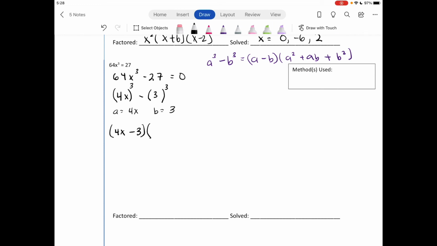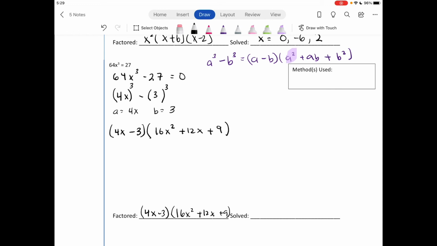Then notice how here it is a squared. Well, if a is 4x, we need to multiply it by itself to square it, so that will become 16x squared. So 4x times 3 will give us positive 12x. Lastly, we end up with adding b squared, so 3 squared is 9. And this is our factored form: 4x minus 3 times 16x squared plus 12x plus 9.